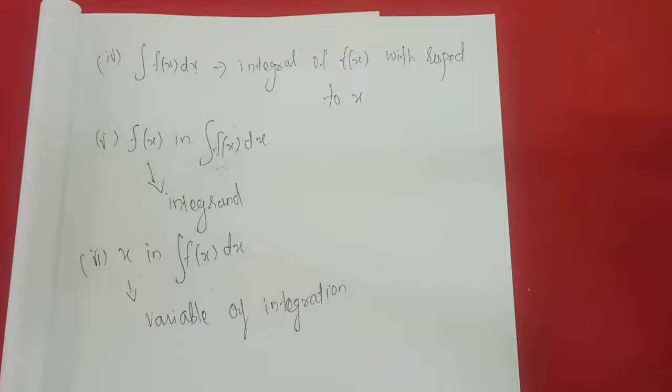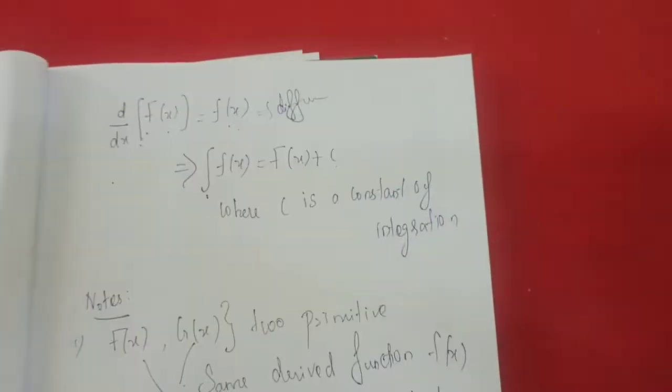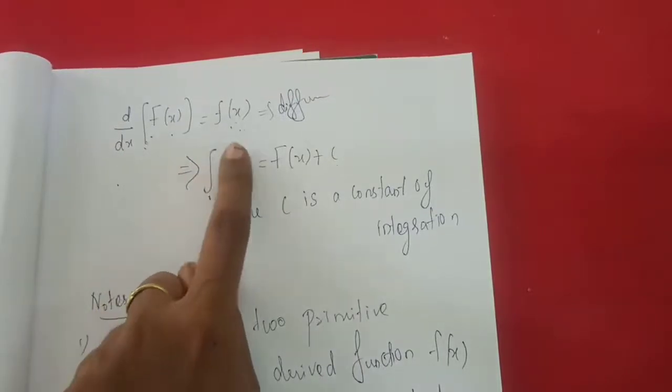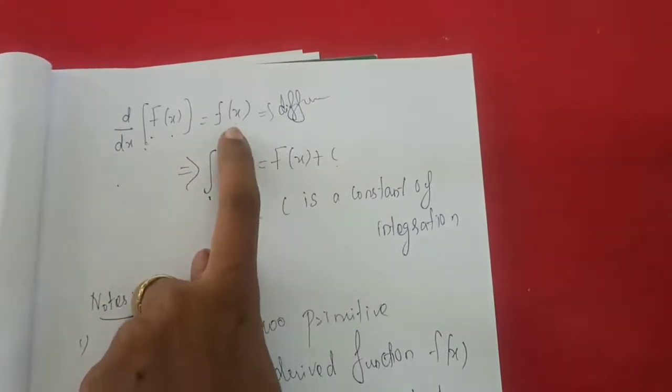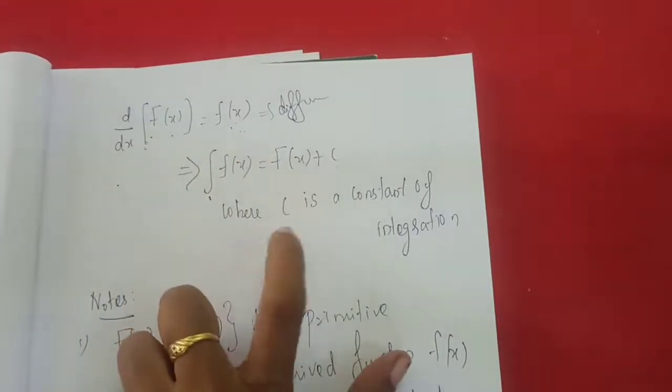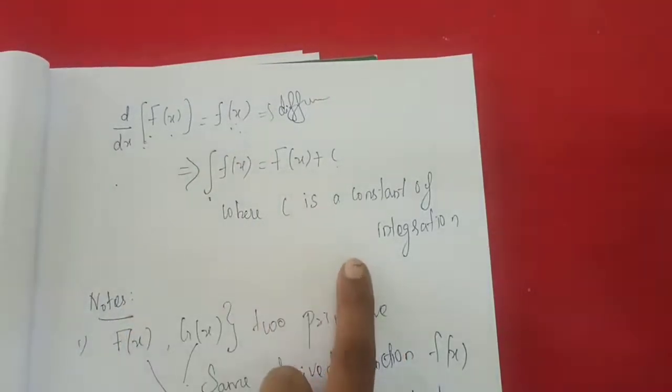The reverse process of differentiation is called integration. What do you mean by primitive function? What do you mean by derived function? I have explained with some examples, so these notes are very, very important. Before that, I taught you what we mean by integration. d by dx of capital F of x is equal to small f of x. This is differentiation. When you integrate this small f of x, you will get capital F of x plus c, where c is called the constant of integration.